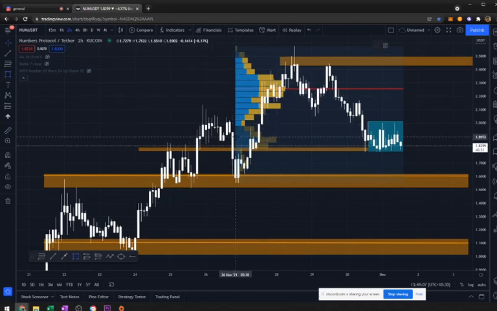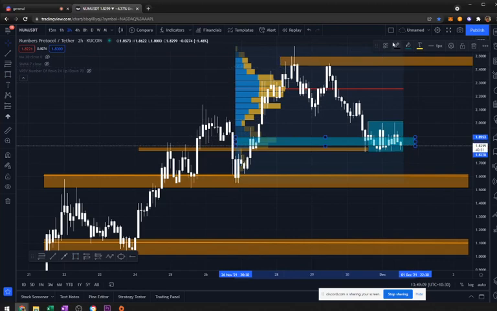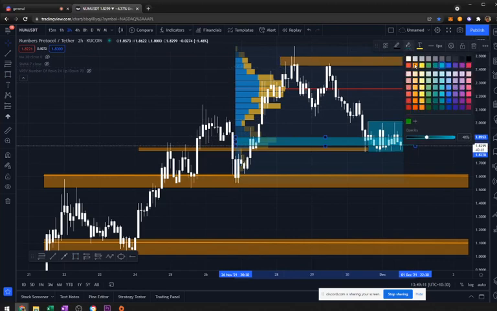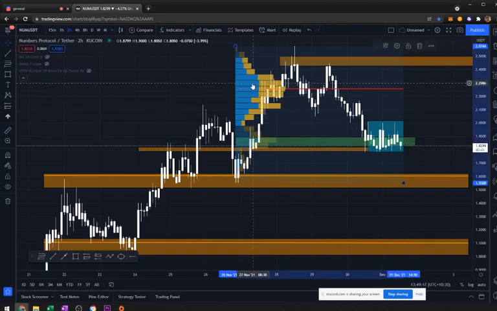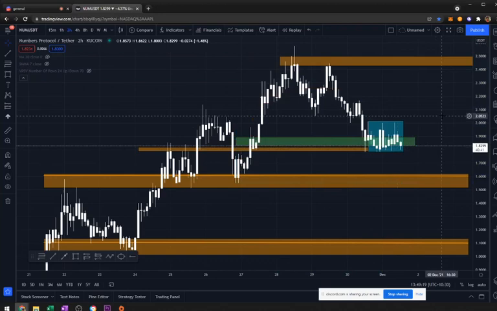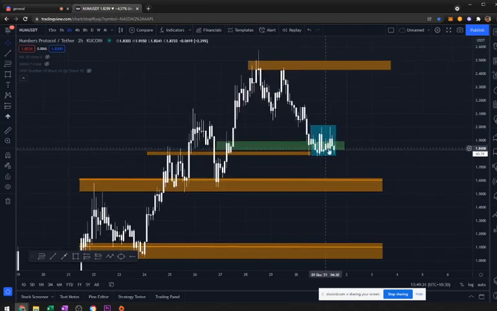I'll highlight this in this. Now, sorry if this is a little bit hard to understand. This is a bit more technical. But let's say this green range is where the volume is, which means this is where all the buyers and sellers are. We're forming consolidation at a support. We formed a higher low at a support. And it just so happens that in this area, we have a lot of volume.